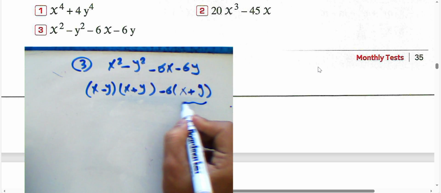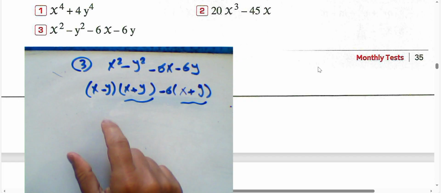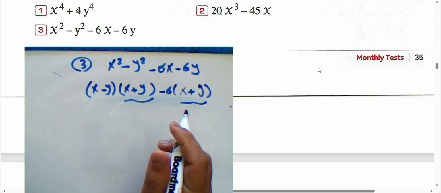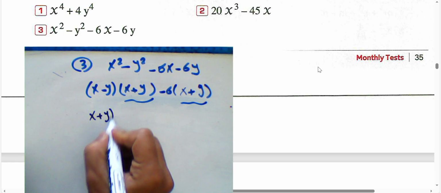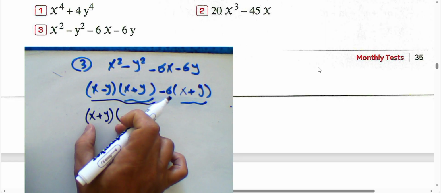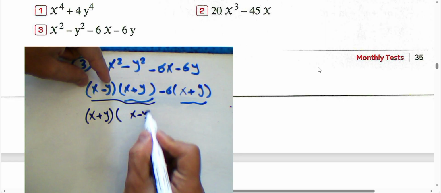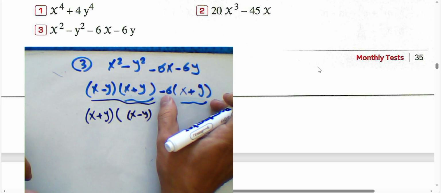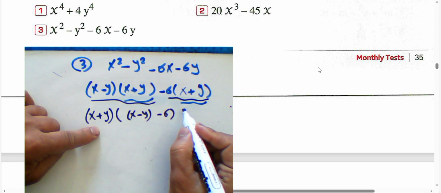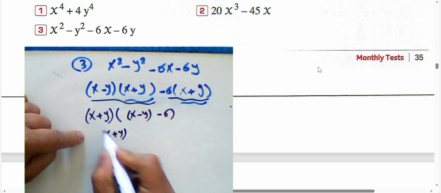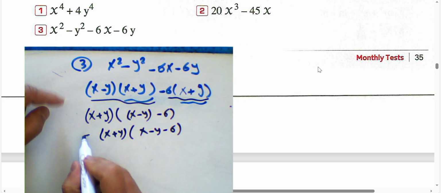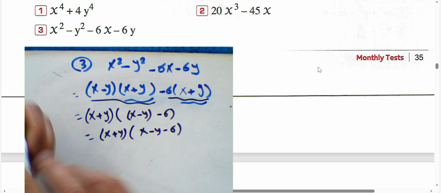Now we have two expressions here worth repeating. So I will write x + y as the common factor between the two expressions. Write x + y outside. Then the remainder: if we divide the first expression by this, the remainder will be x − y. And if we divide the second expression by x + y, the remainder will be negative 6. The answer will be (x + y) in brackets, and second brackets (x − y − 6). That's the last factorizing. Okay, understood? That's question number 3.